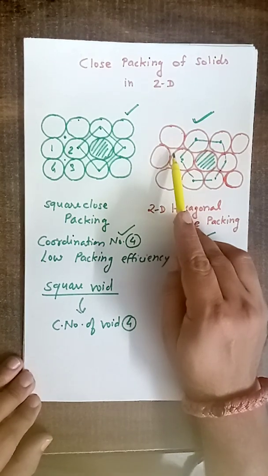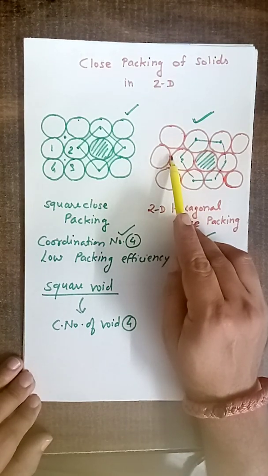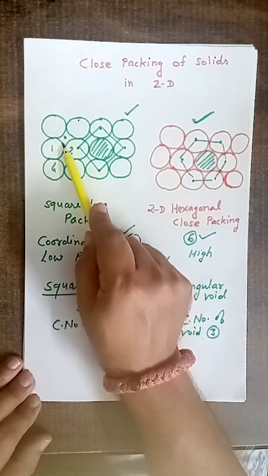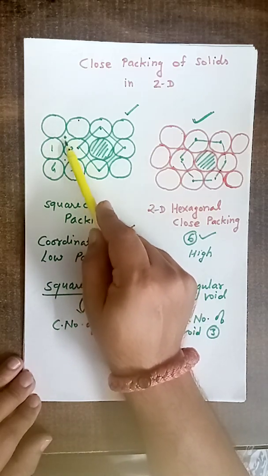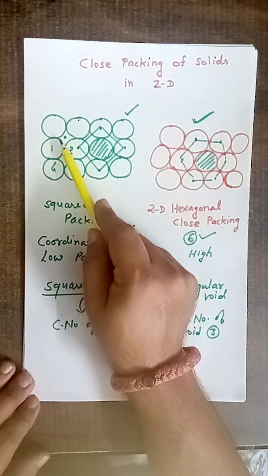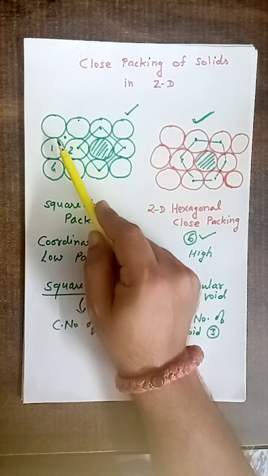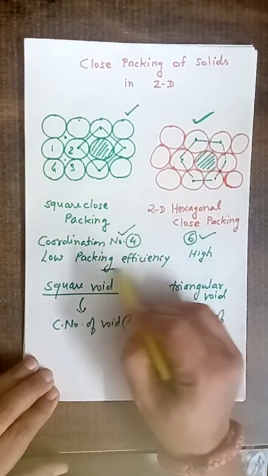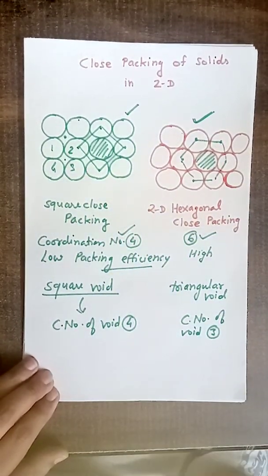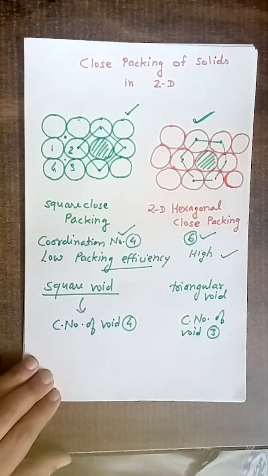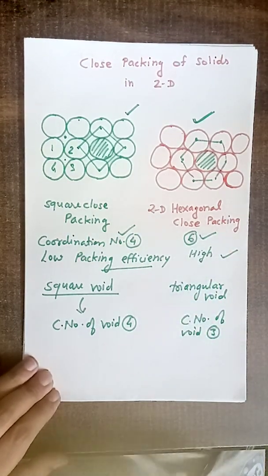But if you see the void here, it is surrounded by only 3 particles, because here the void is surrounded by more number of particles. The space occupied by the void is more, and if the space occupied by the void is more, it means the space occupied by particles is less, its packing efficiency is less, and therefore it is comparatively less stable. Here there is high packing efficiency, therefore it is more stable.